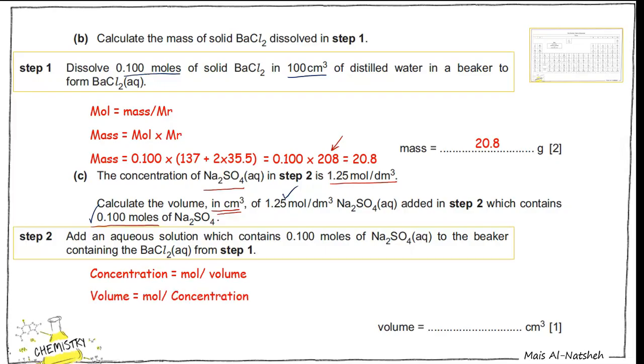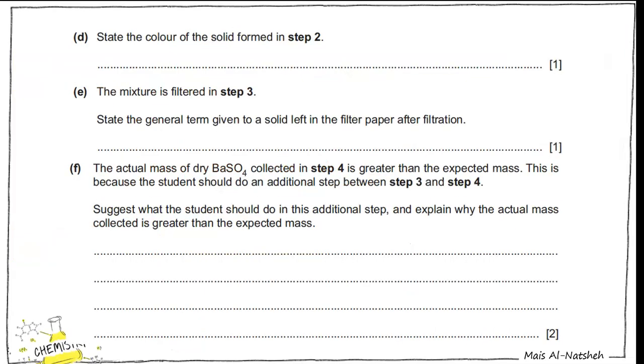So we rearrange the rule. Volume equals moles over concentration. Substitute the number of moles over the concentration, and that would equal 0.08 dm³. But the question is asking for the volume in cm³. So we have to multiply it by 1000, and so the total volume equals 80 cm³. Next one. State the color of the solid formed in step 2. Now the solid formed in step 2 is barium sulfate. The color of barium sulfate is a white solid.